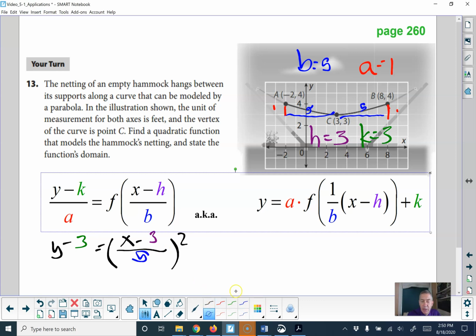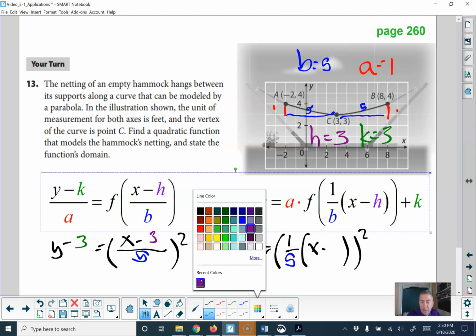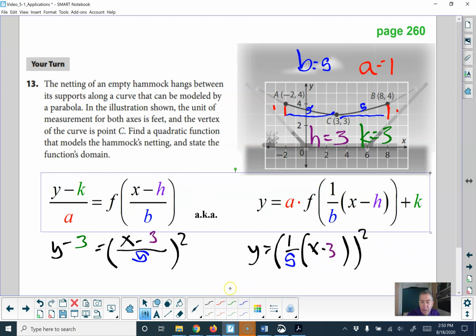Another perfectly legitimate answer, if you prefer the book's version: y equals a, a is 1. Again, I'm not going to write that. The function is squared. 1 over b, b is 5, x minus 3. H is 3. And k is also 3. Final answer, good to go. Enjoy.